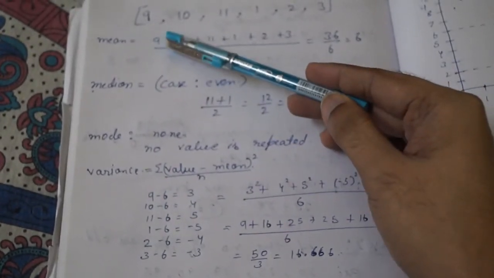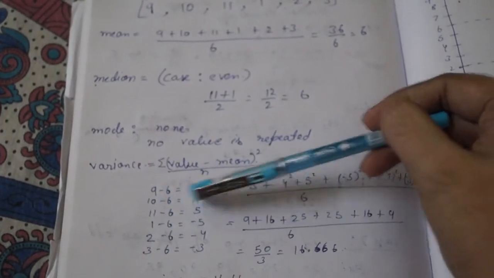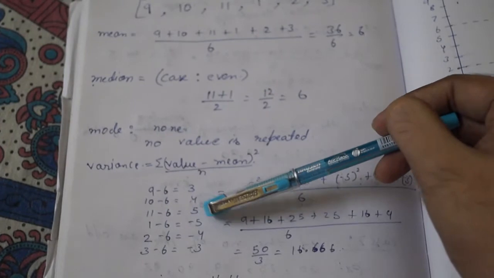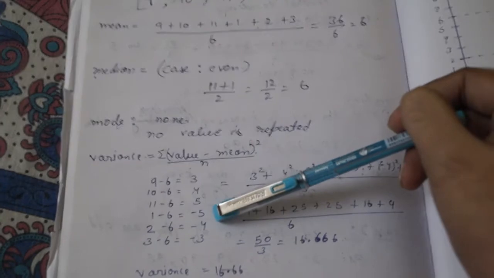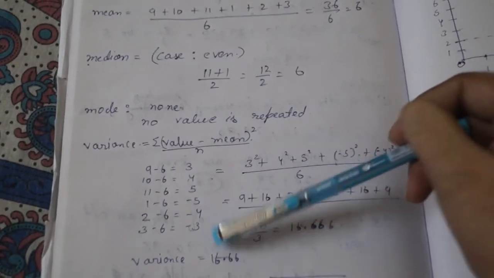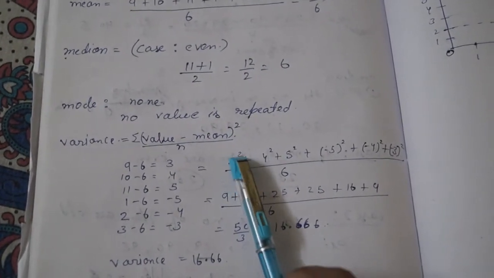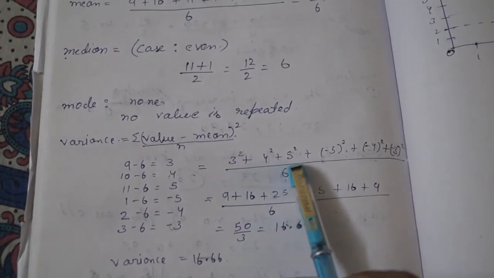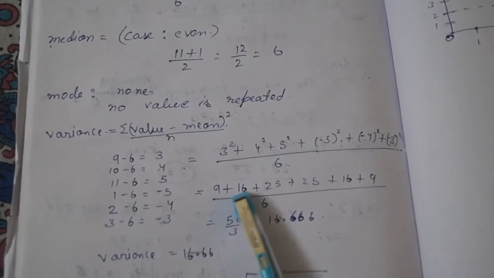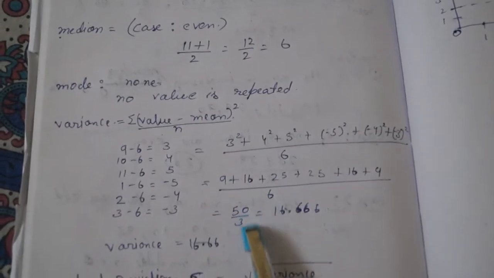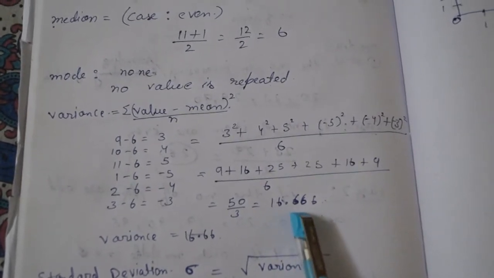So first element is 9. So 9 minus 6 is equal to 3. Then we have 10 minus 6 equals 4. Then we have 11 minus 6 equals 5. And then we have 1. So 1 minus 6 equals minus 5. So this way we will find the differences. Then these differences are squared, and then we sum them all together. So after squaring, we will average them. So we get a variance of 16.666.